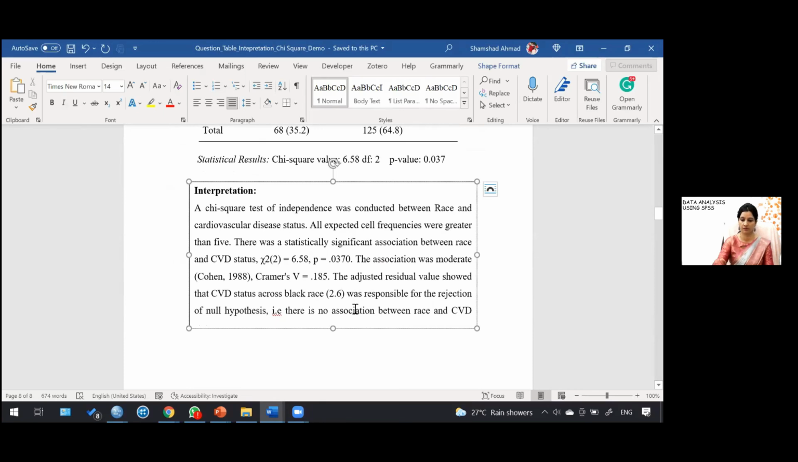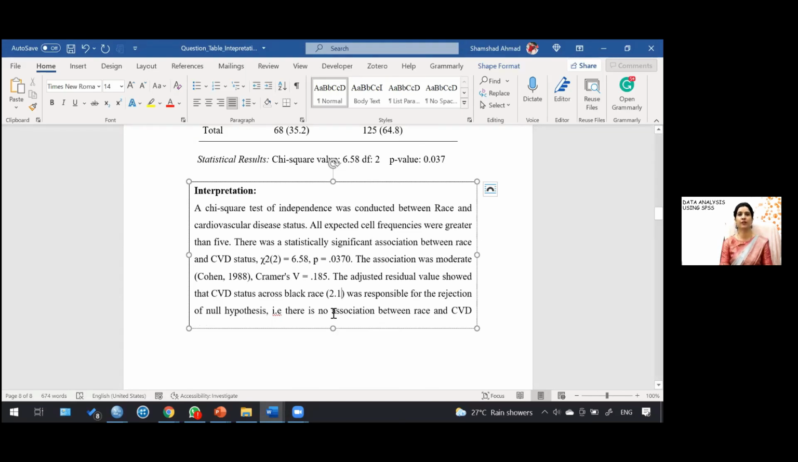Chi-square test of independence was conducted between race and cardiovascular disease status. All expected cell frequencies were greater than 5. There was a statistically significant association between race and cardiovascular disease status. Yes, Naveen? The chi-square value 6.58, the p-value 0.0370. The association was moderate. The Cramer's V value 0.185. The adjusted residual value showed that cardiovascular disease status across black race, 2.1, was responsible for the rejection of the null hypothesis, that is, there is no association between race and CVD.